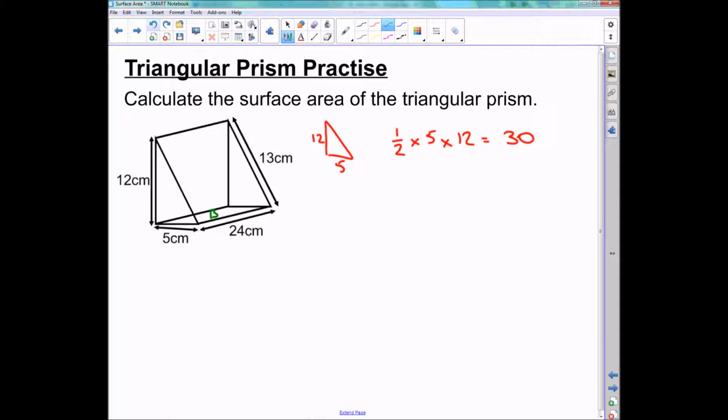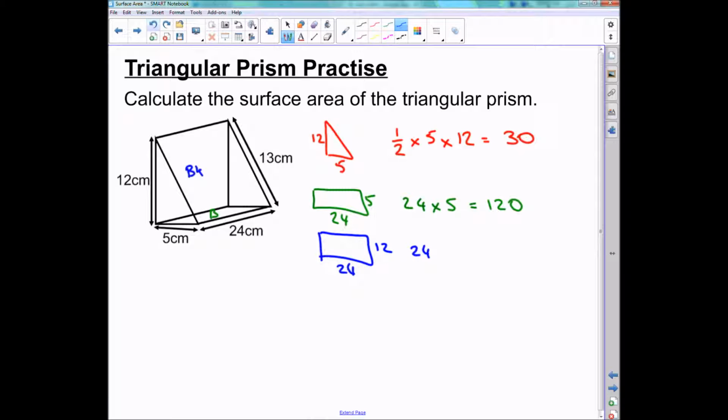Okay, so the base rectangle, the bottom, again, just going to do a little sketch. I've got a base of 24 and I've got a height of 5. So I need to do 24 multiplied by 5, which is 120. Next, I'm going to do the back, and the back is going to be another rectangle with a base of 24, but this time the height is 12. So I'm going to need to do 24 times 12. That gives me an answer of 288.